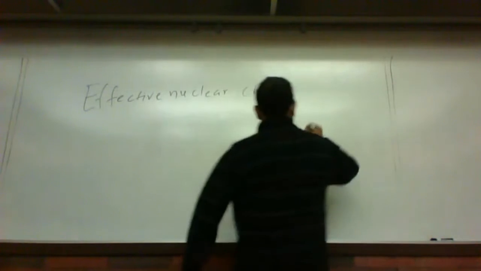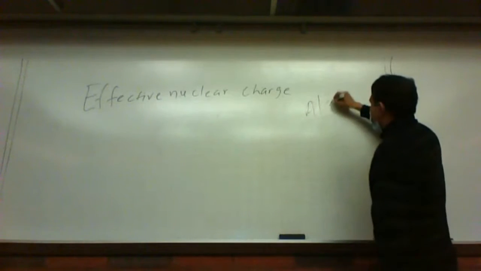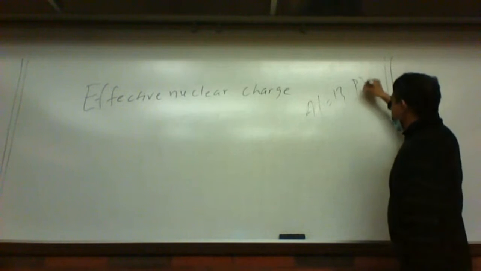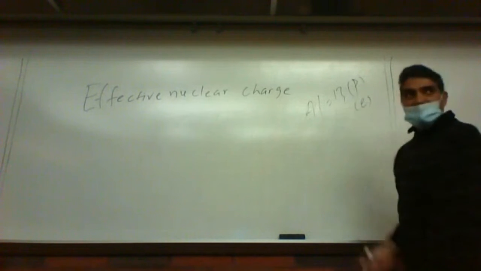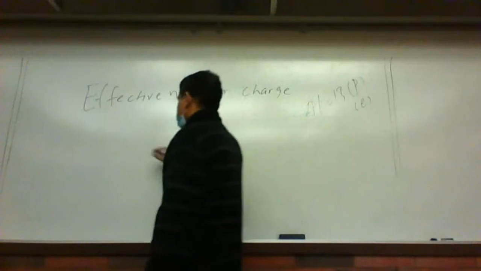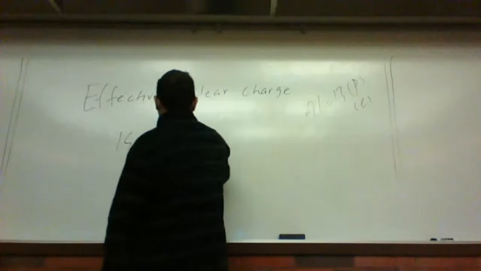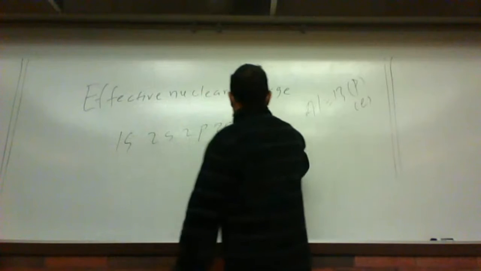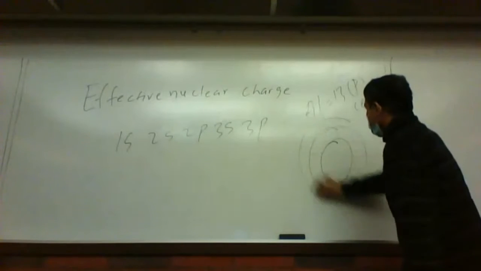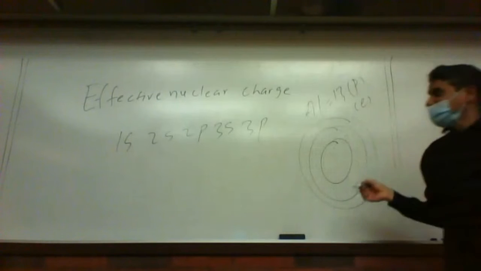Aluminum is number 13, right? If you look at the periodic table, aluminum is in the 13th box. So the number of protons is 13, and the number of electrons is also 13. Now you can write the electronic configuration: 1s, 2s, 2p, 3s, 3p, like this. You can do it like this, or you can draw something like this. Either way is the same thing.